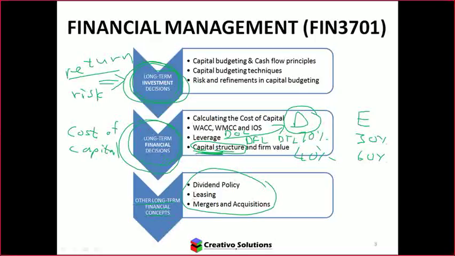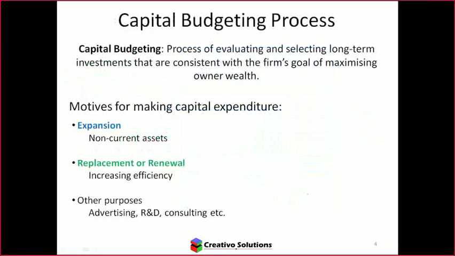Leasing, you get two types of leases. What are they? One where you can lease to buy, another one where you just lease. Good. So operating or financing leases. You get an operating lease and you get a financial lease. Good. So let's first cover the capital budgeting.